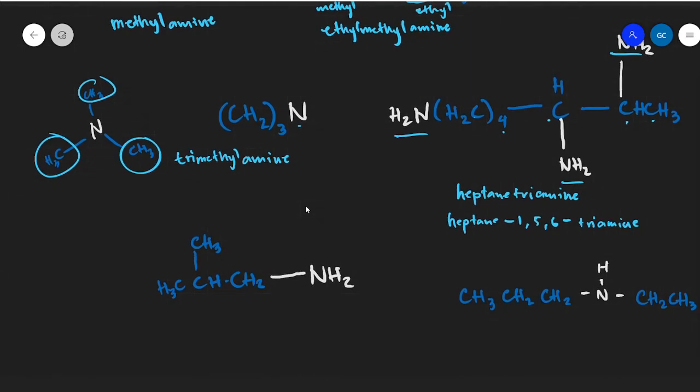So, tingnan natin tong isang to. Kung mapapansin nyo, we actually have here a butane. And to be specific, this is actually an isobutane because it has a structure na meron tayong iso dito. Yung iso na yan, yung branching na yan. So, kung susundin lang natin yung ginawa natin kanina, this is just a primary amine. So, this is our isobutyl amine.